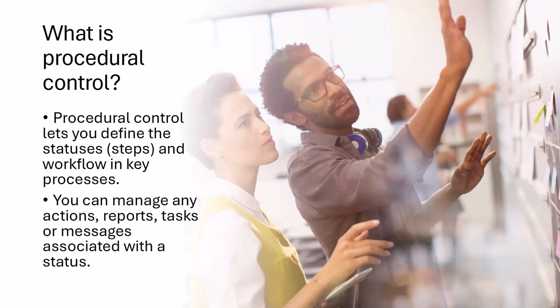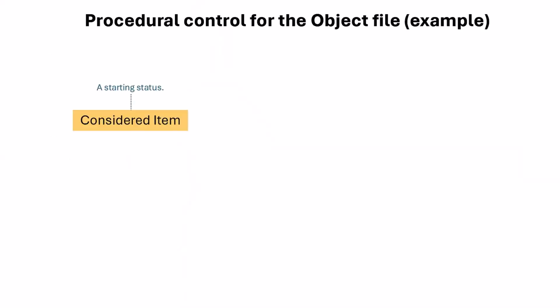So a common procedural flow is that an object record begins as a considered item, becomes accessioned when it's part of your collection, and then becomes deaccessioned if it ends up no longer being part of the collection. So let's take a closer look at an example in the object file.